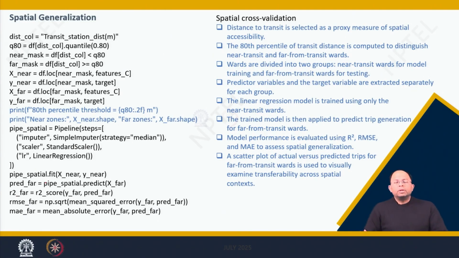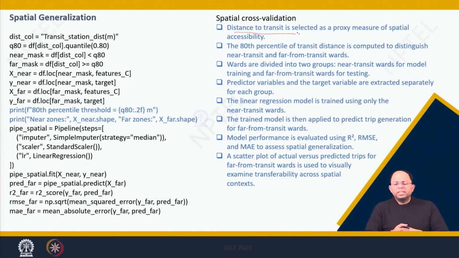Now finally we are going to do spatial generalization. Obviously here we are doing it in a more rudimentary way. For example, we have a feature which is distance to transit. Now what we can say is distance to transit is an indicator of spatial difference, right? So there are places which are near the station, and then there are places which are far away from the station.